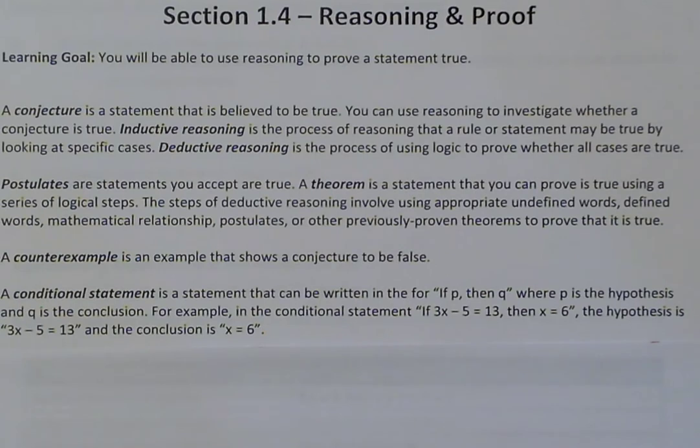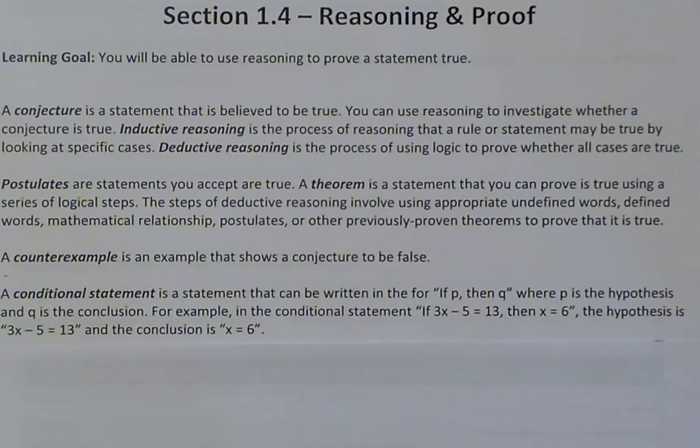A counterexample is our next point. So a counterexample is an example that shows a conjecture to be false. So a counterexample to my conjecture would be I just had to find one October where it's not rainy and cold. And then that's a counterexample.